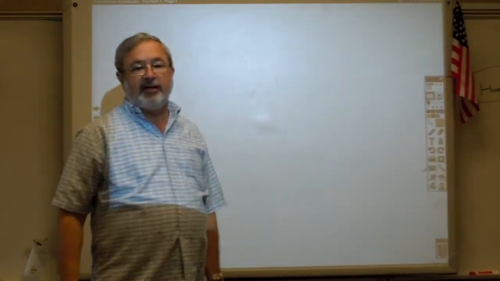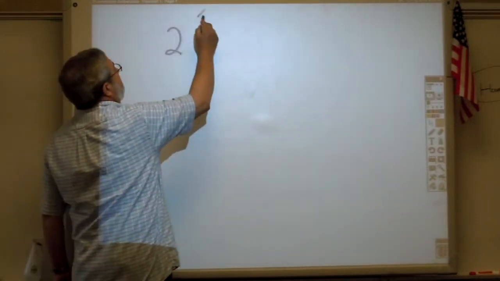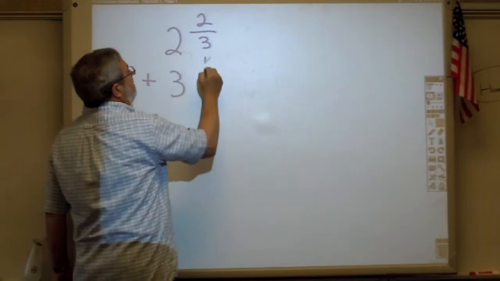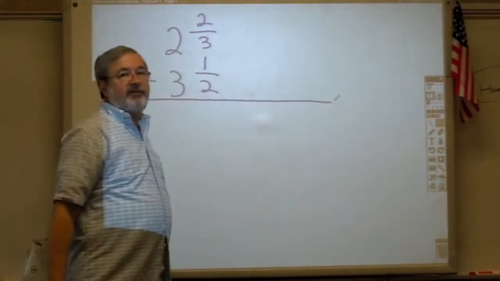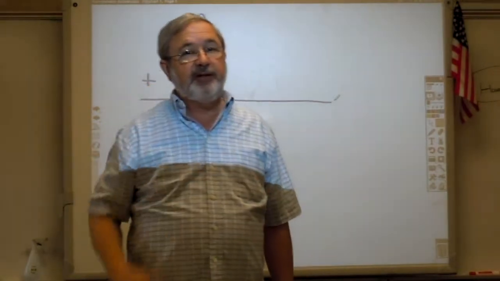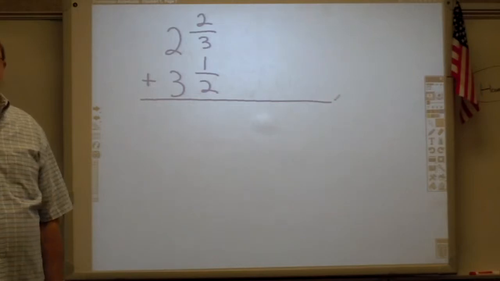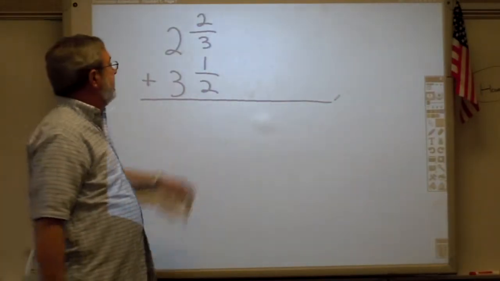Okay, let's go ahead and add a little bit more to the mix here. Let's try this. Now, I want you to go ahead and work this one out on your own. I think we've done enough of these by now. I think you can try this right away. 2 2/3 plus 3 1/2. Write it down, pause your video, go ahead and do that. Come back in just a minute and we'll take a look at it.